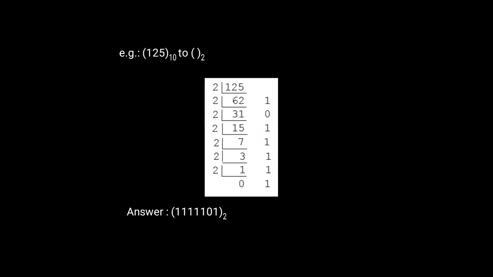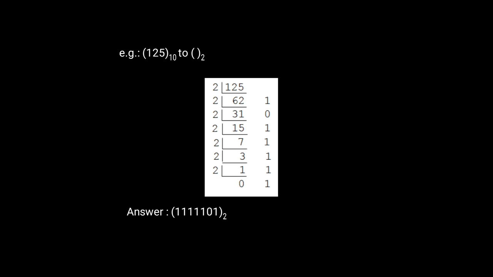We'll see the example. So this is the integer part. So 125 is the integer part. So there is no fractional part. So we are going to convert into binary. So we have to divide this decimal number 125 by 2. So here we are dividing 125 divided by 2. So what is the quotient and what is the remainder? So quotient is 62, remainder is 1.